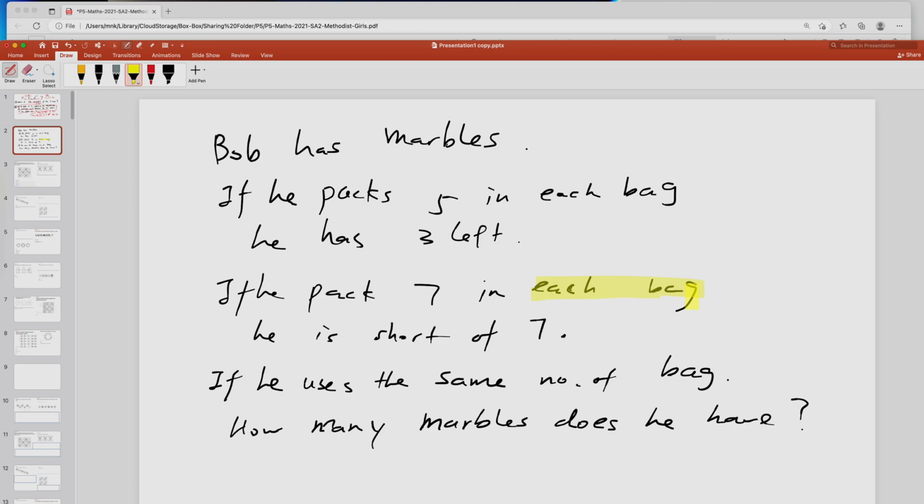Wait, this one he has 3 left. You need to consider the 3 left, plus 3, yeah? So we're short of 7. Yeah, okay, good. And then these 2 add up must give you the same thing, right? So how do you form the equation? So that means this add up is the same, so equal. Does it make sense? Then you solve for your u.